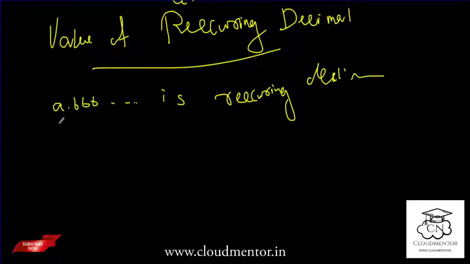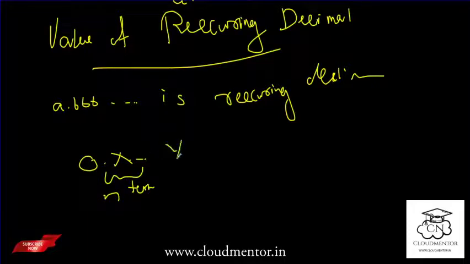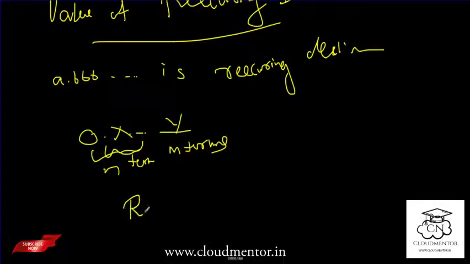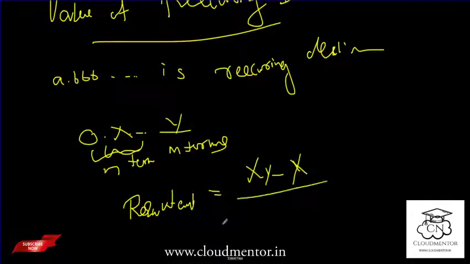And for example, suppose any general term of the form 0 dot x y, where x has n terms and y has m terms, and here x is the non-recurring part and y is the recurring part, then the resultant will be equal to (xy minus x), the whole divided by 10 raised to (m plus n) minus 10 raised to n. That's it. And now let's move to a question.